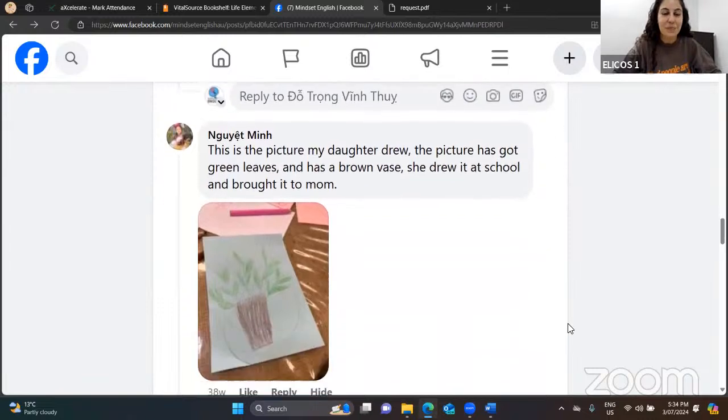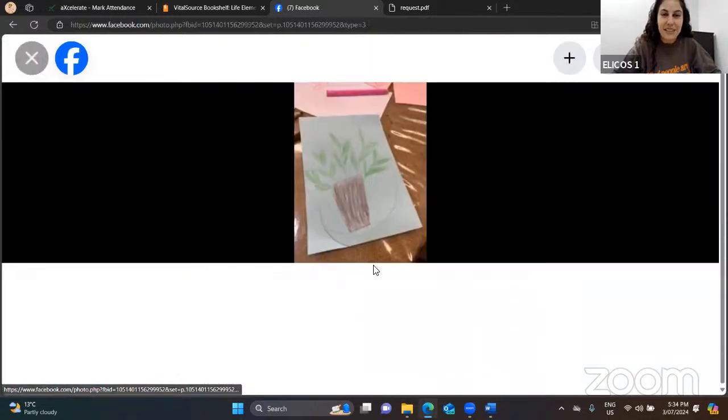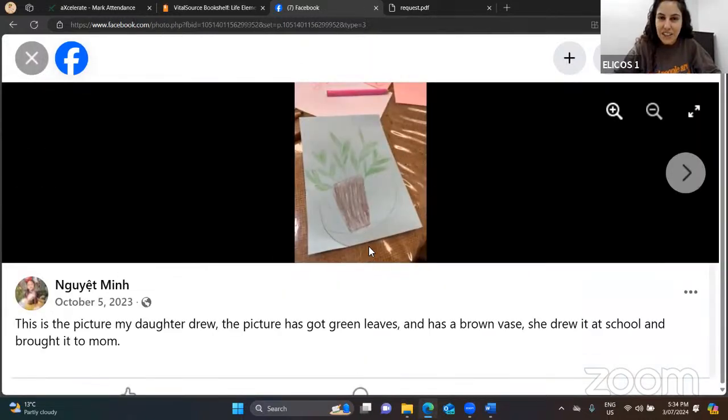So good example. This is from Min. We could see it looks like it's a picture that's drawn, and it's like a plant. Maybe it's a tree. There's a plant there.